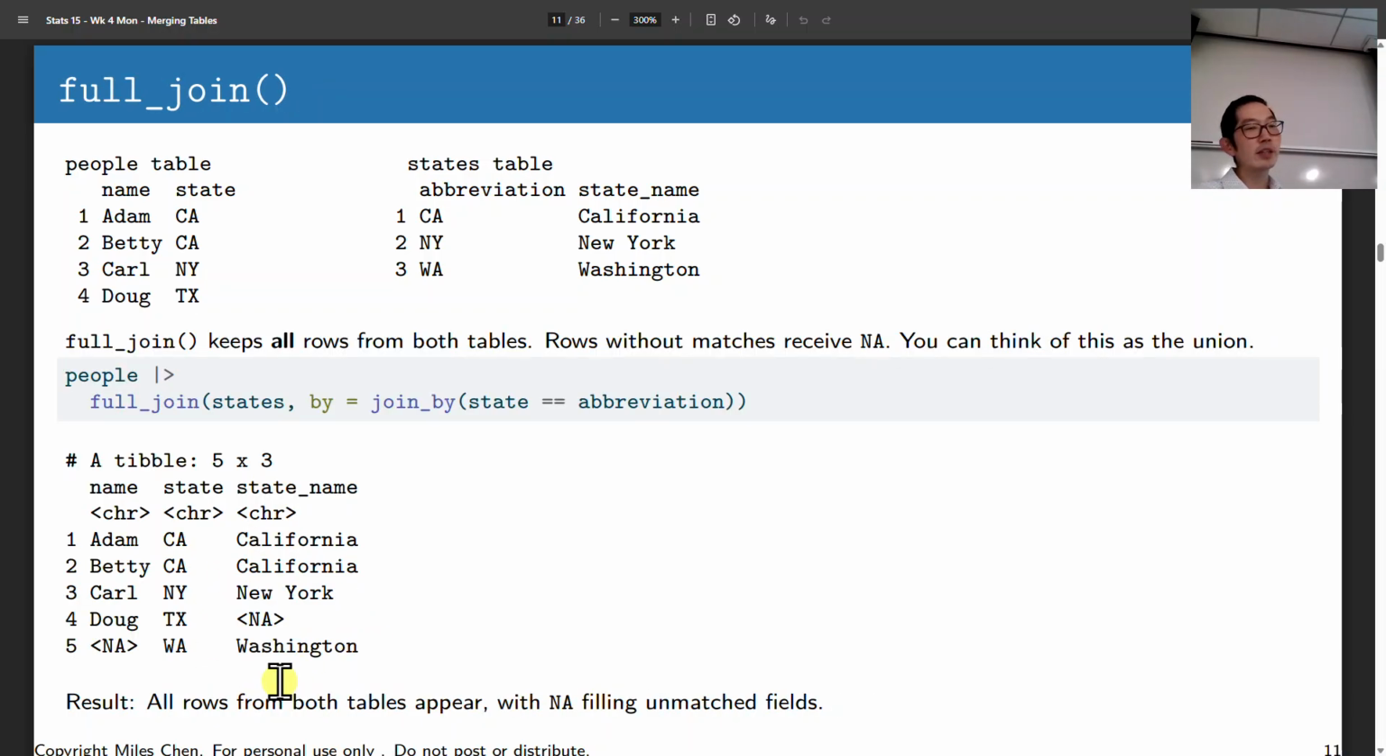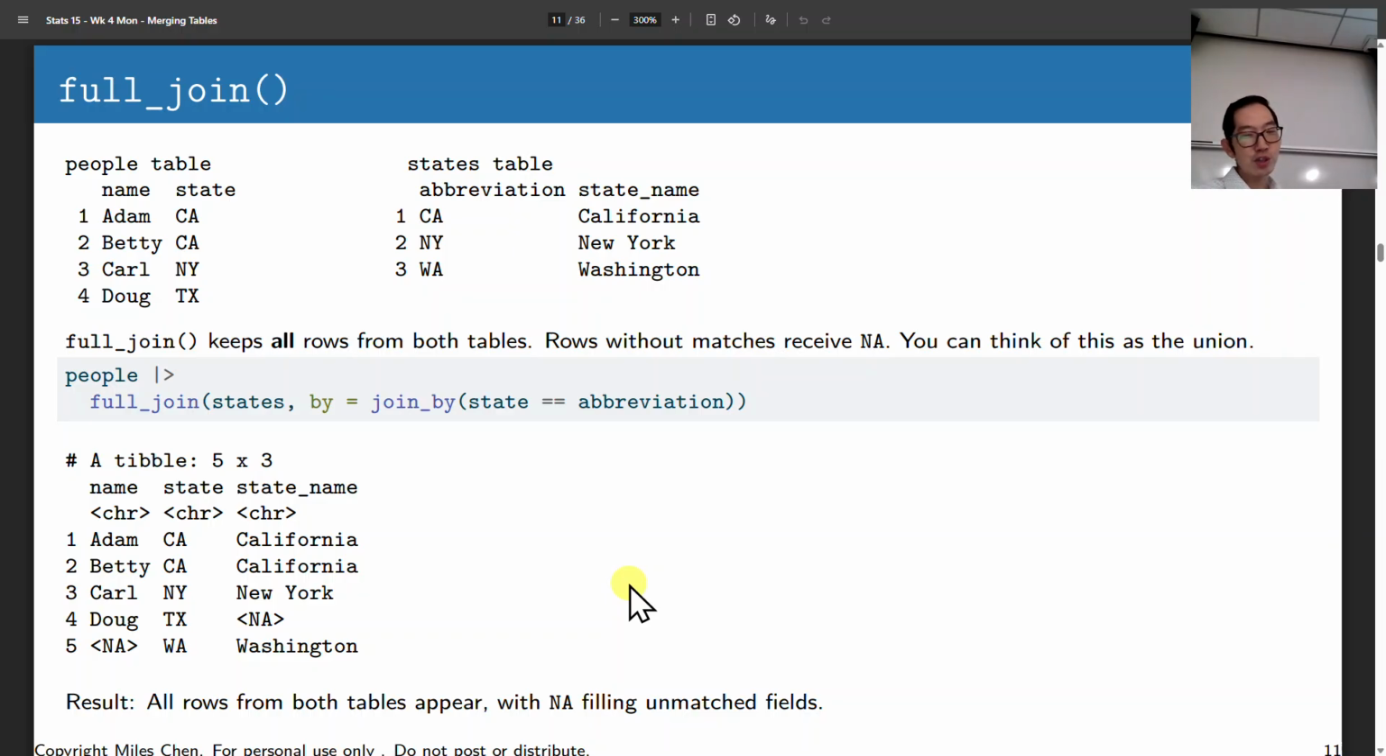And then you have the union, and this is known as full join. Full join, people with states. It says basically keep all of the rows from people, match everything up, and then keep all of the rows from states. So you're going to get Adam, CA, California, Betty, CA, California, Carl, NY, New York, Doug, TX, missing, and then missing, WA, Washington. So the full join is basically the union, and anything that doesn't have a match gets filled in with NAs.